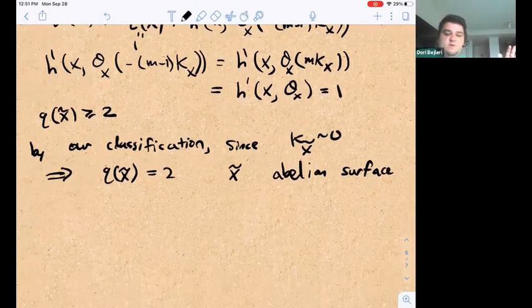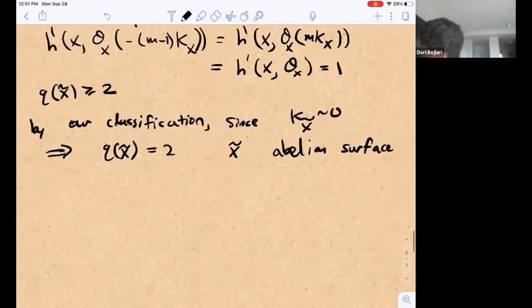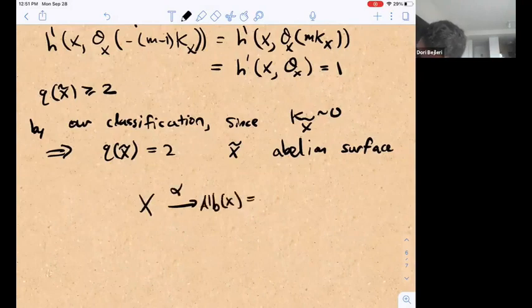Or maybe we want to show that x tilde is the quotient of a product of elliptic curves, maybe more generally. Because right now we know that x is the quotient of x tilde. We want to show that x is the quotient of a product of elliptic curves. And so here we use the fact that the irregularity of x itself is 1. So if we look at the Albanese map of x, then this is some elliptic curve.